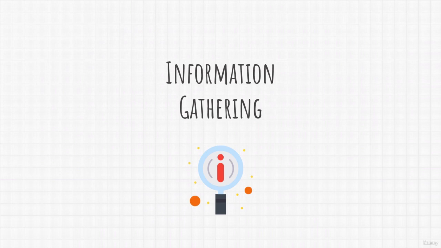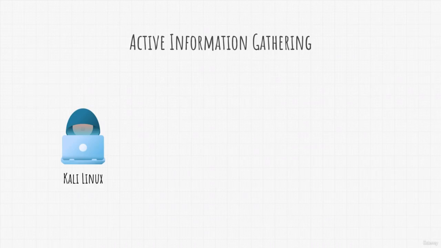and if you remember, there are two types of information gathering. We got active information gathering and passive information gathering. And we talked briefly about them, but now it is time to fully explain what both of them are. So let's start with active information gathering.